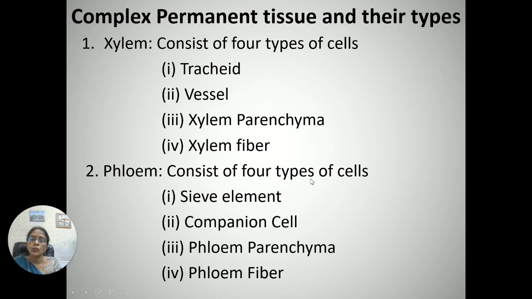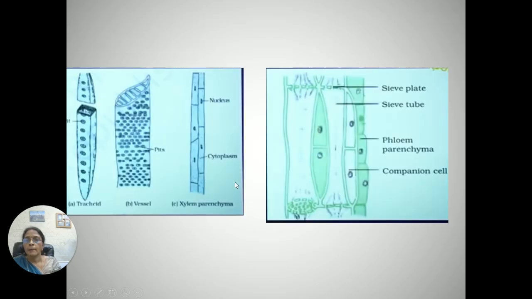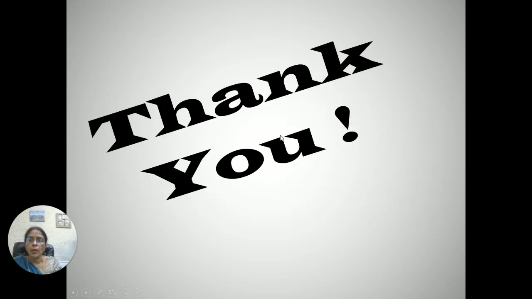Phloem also consists of four different types of cells, that is sieve element, companion cell, phloem parenchyma, and phloem fiber. And ultimately all the cells perform the function of translocation of food material. This diagram shows the xylem element. This shows the different types of phloem element.